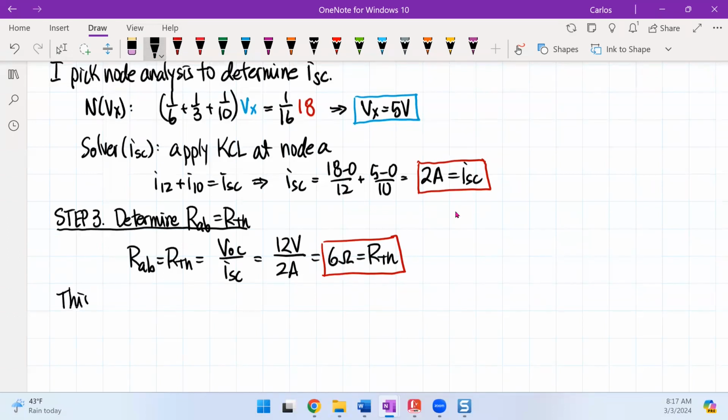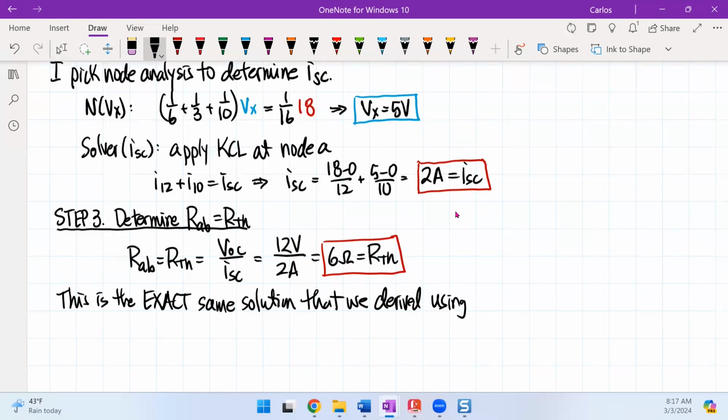This is the exact same solution that we derived using method 1. They truly are the same.